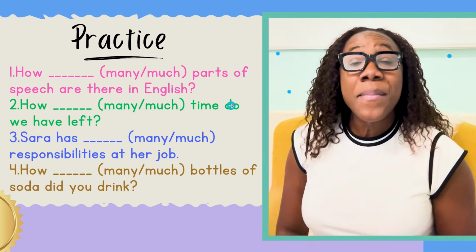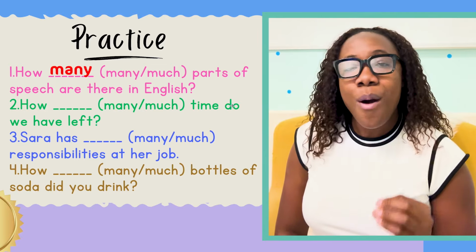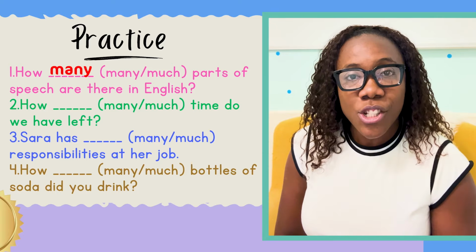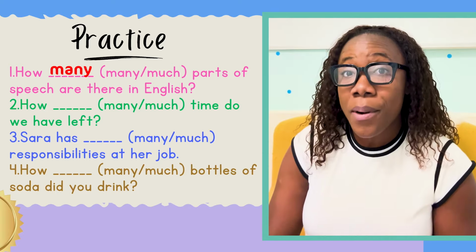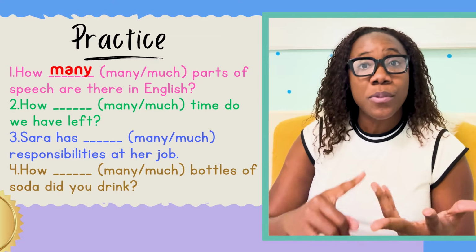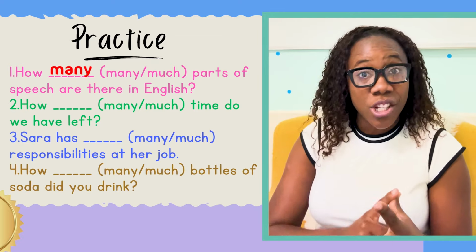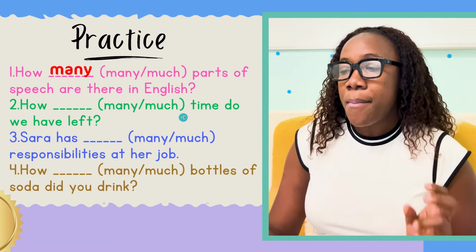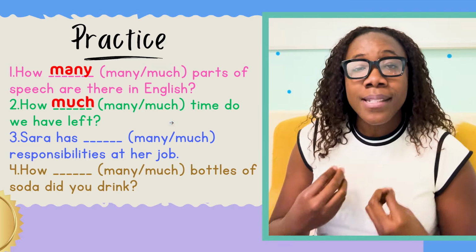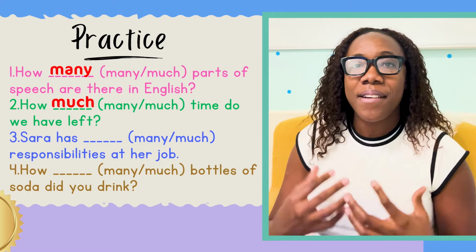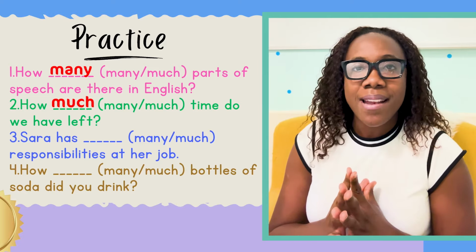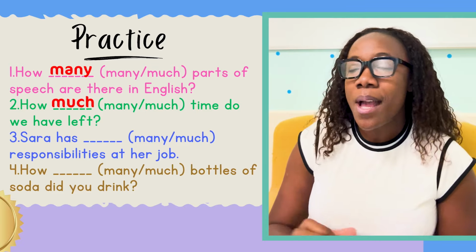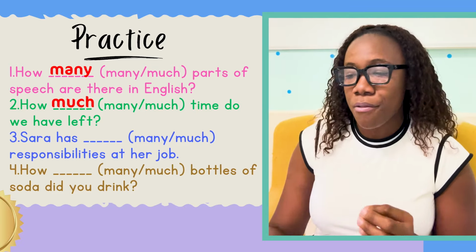Okay, so for number 1, we would say, how many parts of speech are there in English? And because you can count the parts of speech, nouns, verbs, pronouns, conjunctions, interjections, etc., then we would use many. Number 2, how much time do we have left? Remember that we cannot count time. We can count seconds and minutes, but not time in general.